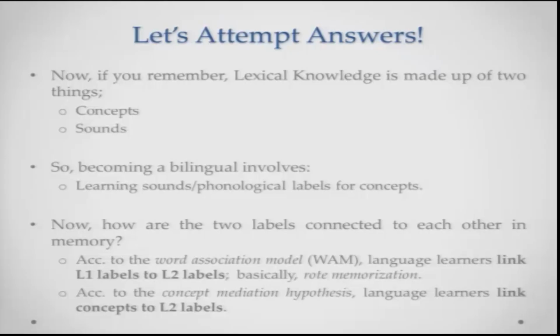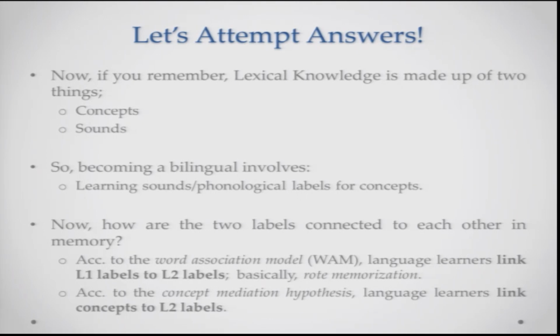Now, if you remember, when I was talking about words, I told you that lexical knowledge is two things. It is concepts, that is the meaning part, and it is sound or form, that is the form part. So becoming a bilingual must involve learning sounds or phonological labels for concepts. So basically, you should have two kinds of sounds or two kinds of phonological labels for one kind of concept. This is one of the assumptions that we will begin with.